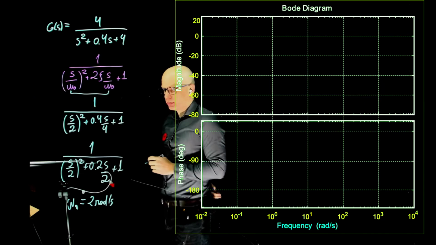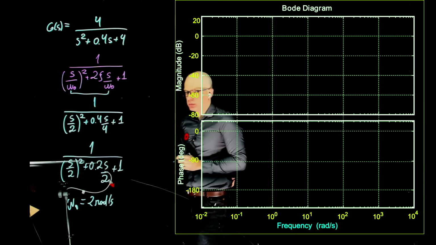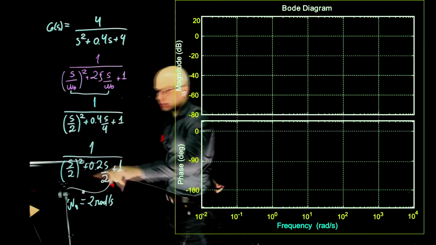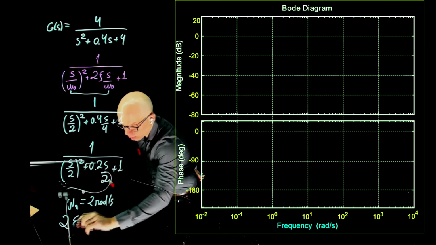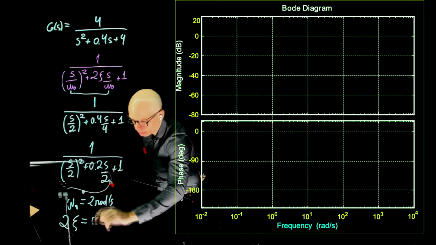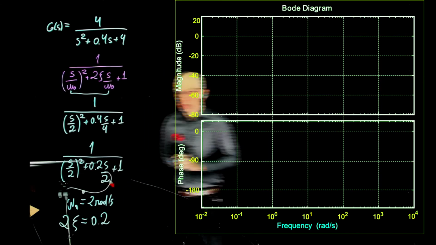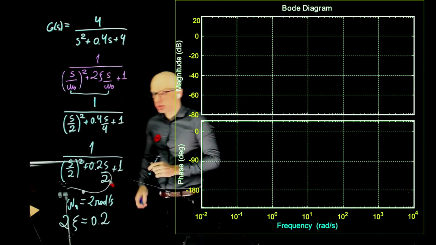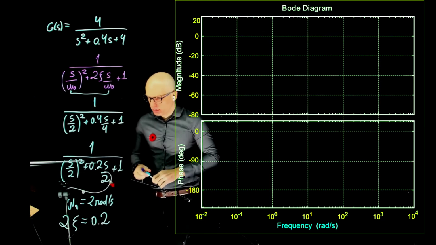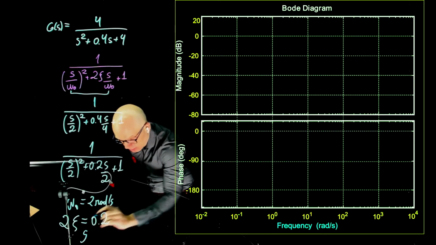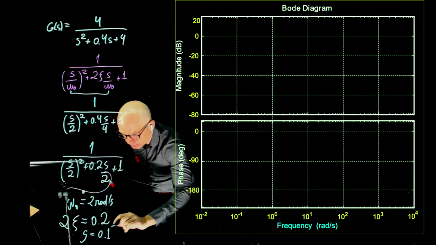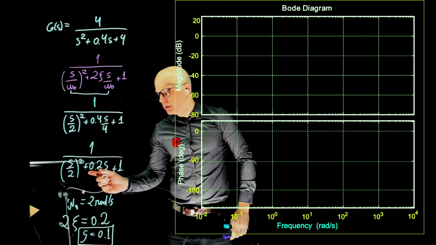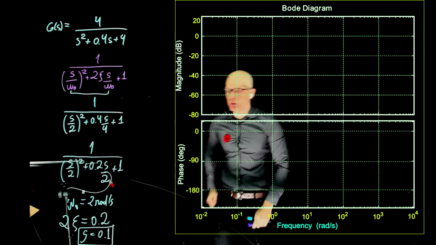Sorry, Professor, in the function, it is 2 zeta s over omega 0. Yeah, so here 2 zeta equals 0.2. Okay, thanks. Now this is the best zeta I have drawn so far. So this is zeta, and I already changed it, 0.1. All right, 2 zeta equals this, zeta equals 0.1.